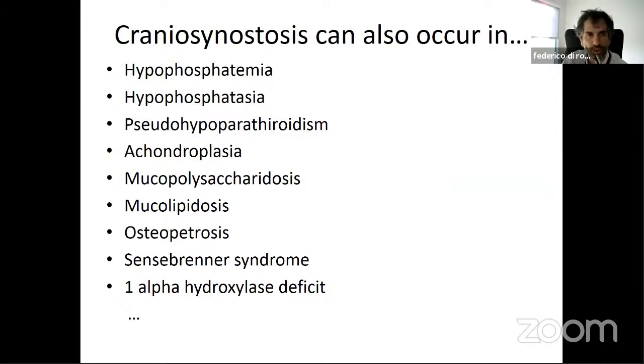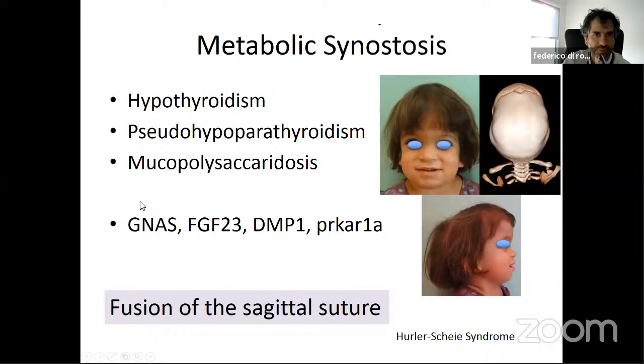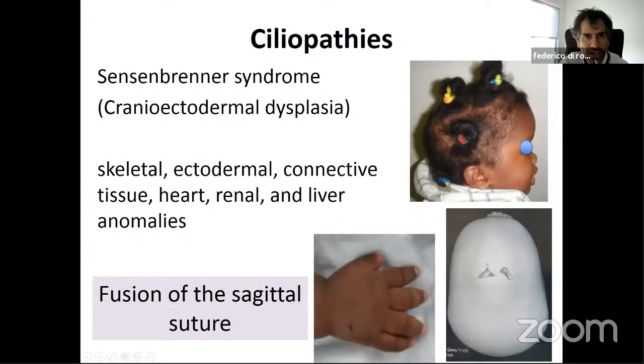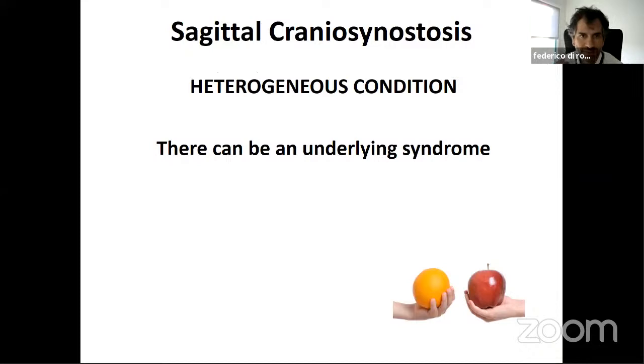But there are lots of other types of alteration that can be associated with a scaphocephaly, or to a loss of the sagittal suture, to be more precise, that we can see in metabolic diseases. We can see in hypothyroidism, in pseudohypoparathyroidism, mucopolysaccharidosis, and different mutations can lead to a premature fusion of the sagittal suture. In ciliopathy also, we can have, among other things, the loss of the sagittal suture. They are accompanied by ectodermal connective problems, heart problems, renal and liver anomalies. So there can be an underlying syndrome in scaphocephaly, and the more we know the different conditions, the more we are able to recognize what are the syndromes that are behind it.